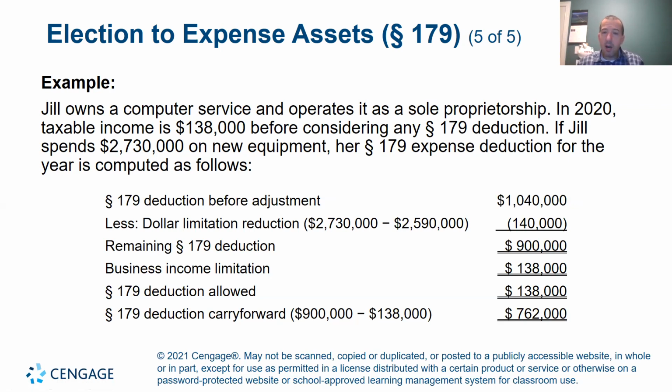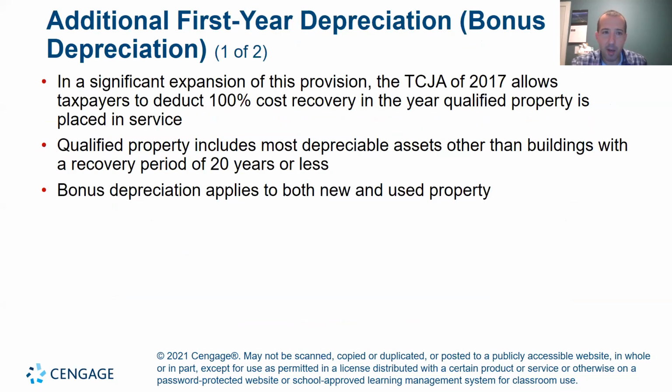Okay. But in addition to that, Jill is limited to income. So Jill earned an income of $138,000 before the 179 deduction. So Jill is only allowed to deduct $138,000. Her net income for the year would be $0, and she could carry forward $762,000 of 179 deduction to be used in later periods. So this is the section 179 deduction with the slide. So please take a look at that.